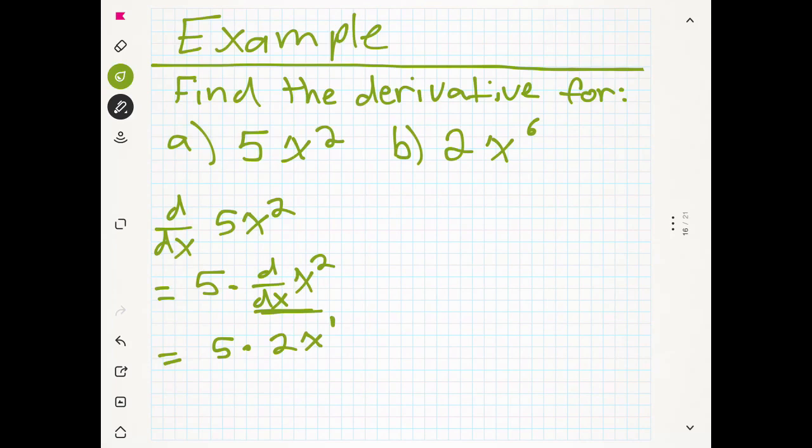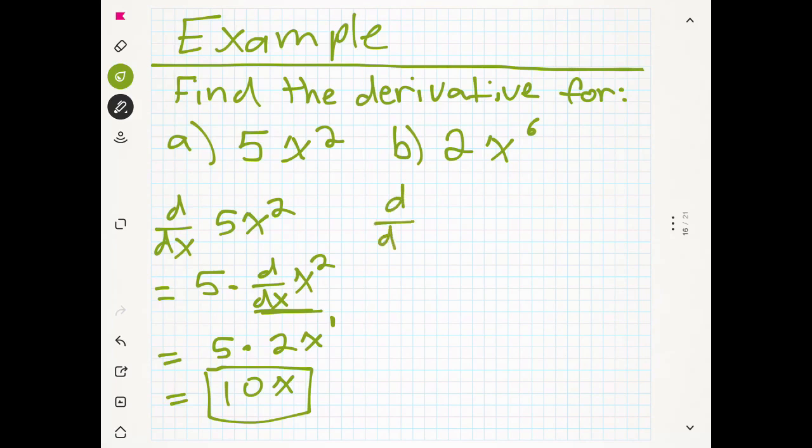And now we can multiply it again. 5 times 2 is 10. So 10x is the derivative for 5x squared. That is the answer, all right? So that is an example of using the rule to find the derivative of a constant multiple of a function. And now for this one, take your time to do it by yourself. So if you want, you can pause the video. All right, and now I'm going to be showing you the answer.